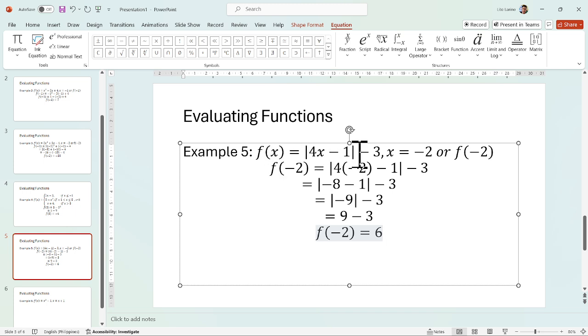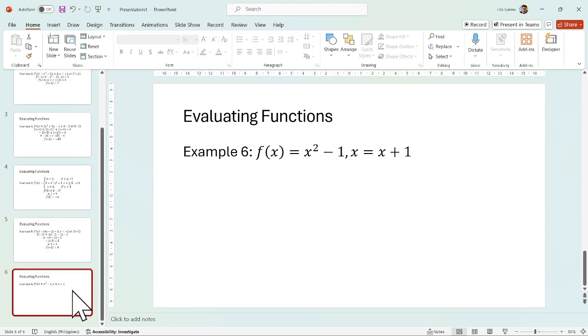This absolute value function, the absolute value of 4x minus 1, minus 3, is equal to 6 when x is equal to negative 2. When x is equal to negative 2, the value of our function is 6, or y is 6. That is evaluating functions. To evaluate functions, we simply substitute the specified value of our variable in our function, and we solve for its equivalent.